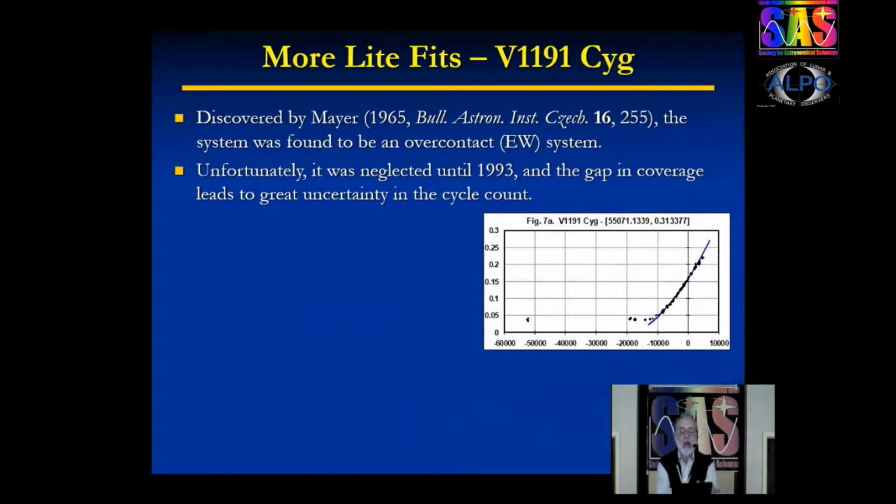Here's another one, V1191 Cyg. And if you look at the O minus C curve there, what the heck? We have an early observation, and I think that's 65. So it's probably photoelectric, I think. It wasn't just visual. So it looks like a bit of a parabola at the end there, but so it's probably a light time effect again.